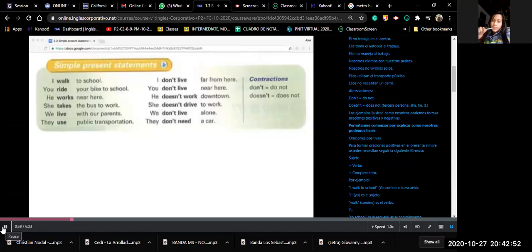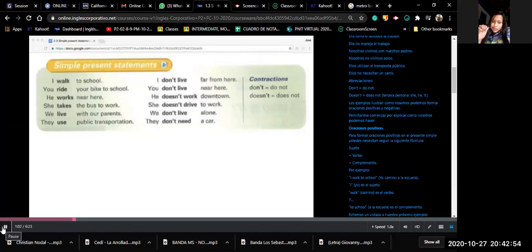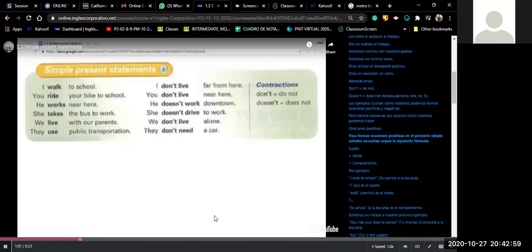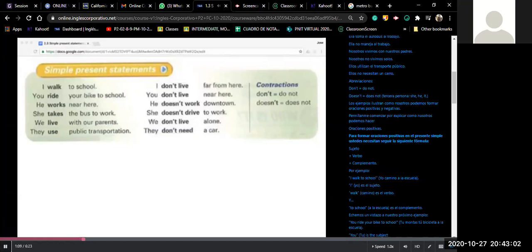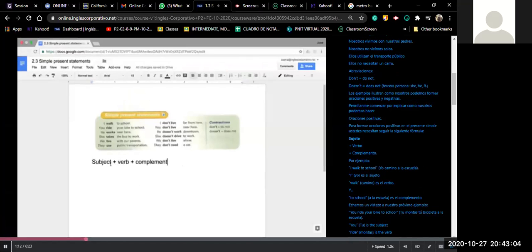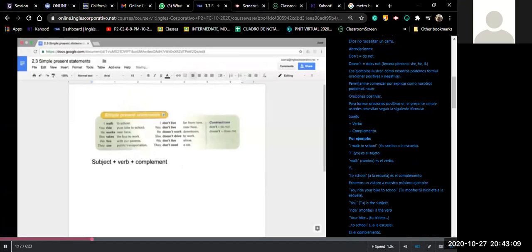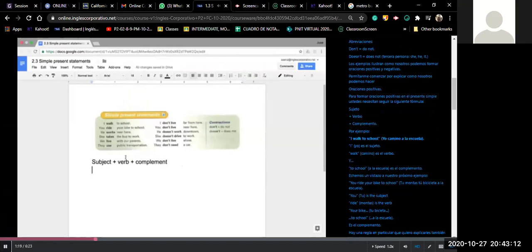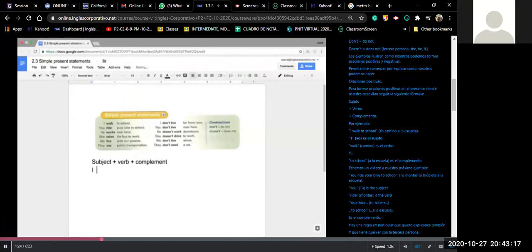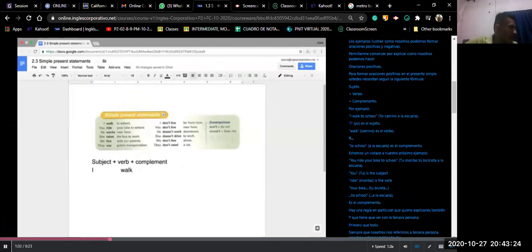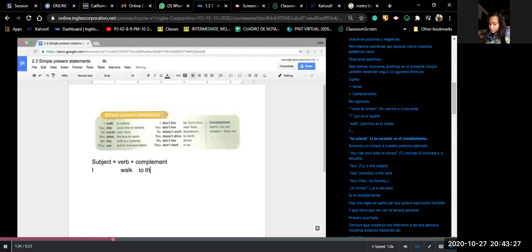Let me start by explaining how we can form positive statements. In order to form positive statements in the simple present, you need to follow this formula. Subject plus verb plus complement. For example, I walk to school. I is the subject. Walk is the verb. And to school is the complement.